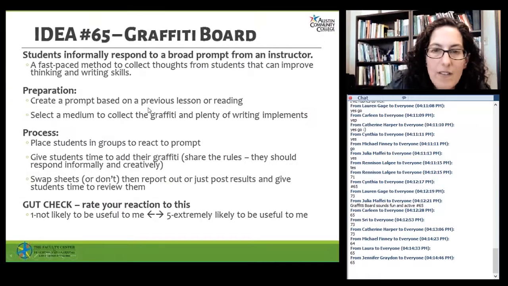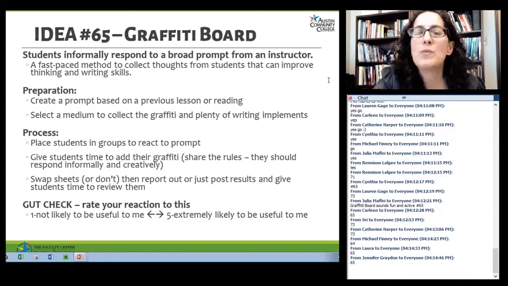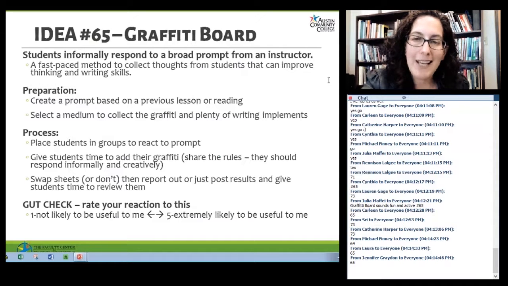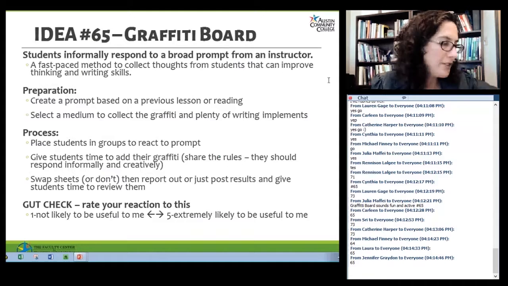65. All right, so here is graffiti board, and this one is another one of those really nice back pocket writing ideas, and I love having a bunch of these where if I come to class and I don't have a specific plan of an activity, I can just whip them out and just go with them.